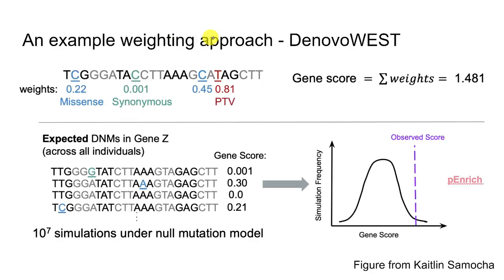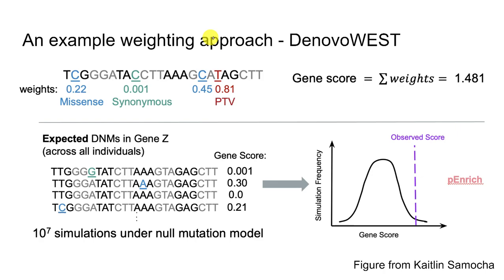So one example of that is this paper where they looked at de novo variants, and you can basically see they're weighting these protein truncating variants more strongly than a synonymous variant, and then missense variants are somewhere in between, that 0 versus 0.81 weighting.